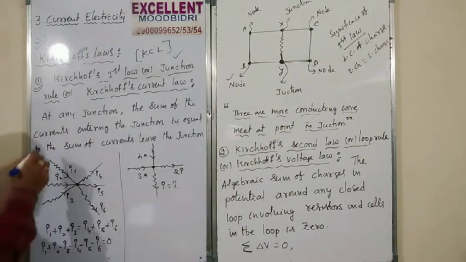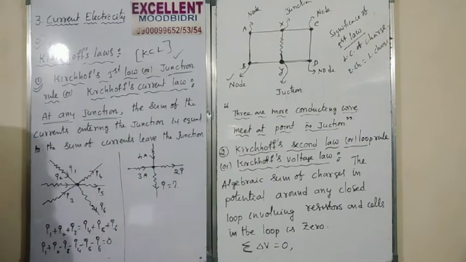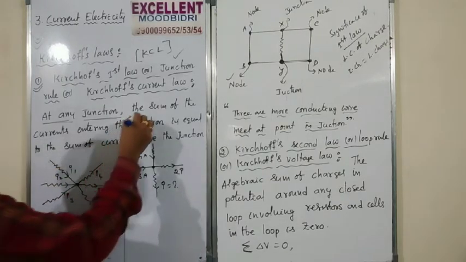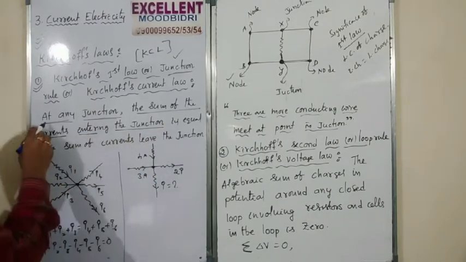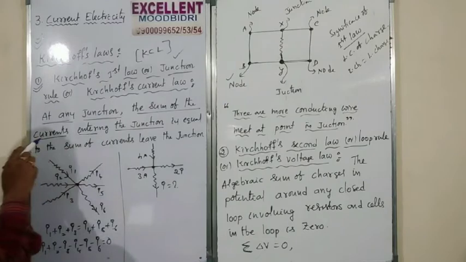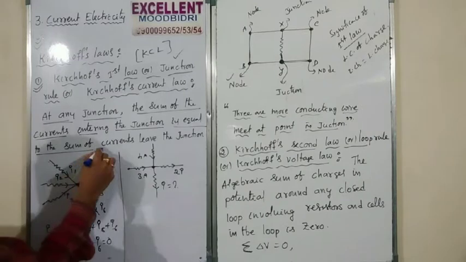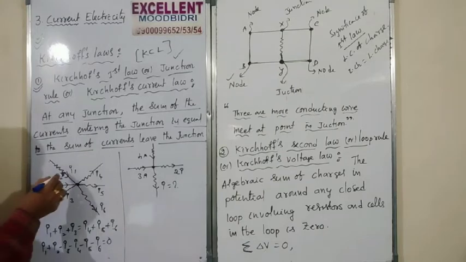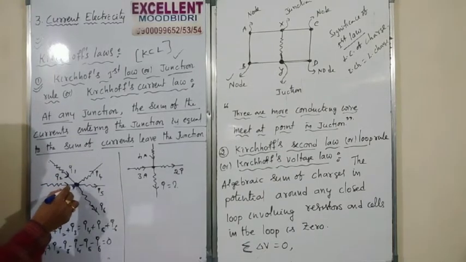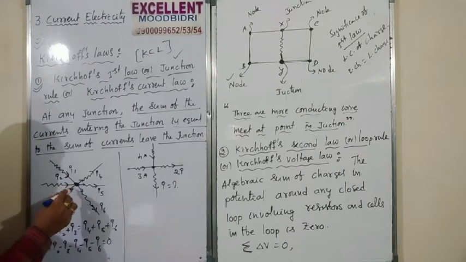Right. So what is the first law? Very important, one more question for this definition. At any junction, the sum of the currents entering the junction is equal to the sum of the currents leaving the junction. So this is entering current I1, I2, I3 entering the junction. This is the junction, three wires are there. And these are the leaving currents from the junction.